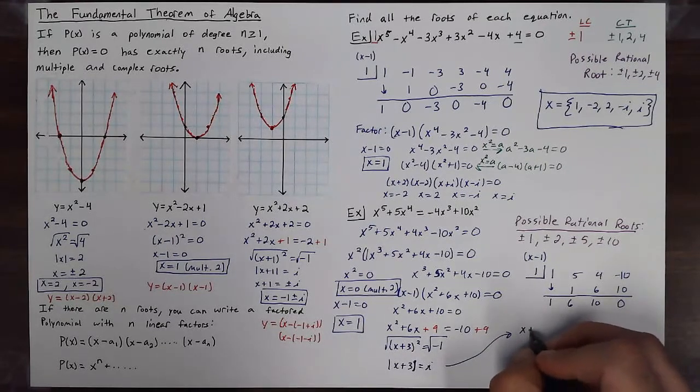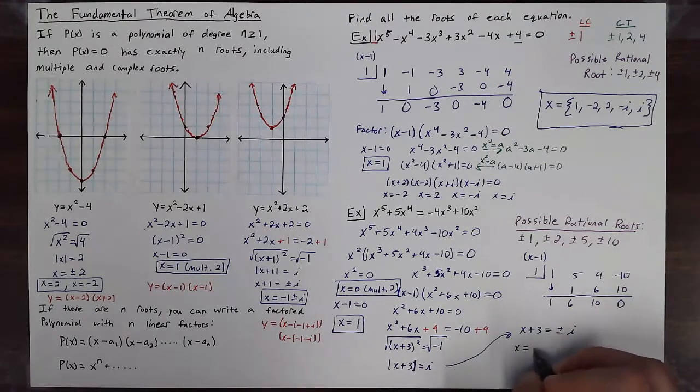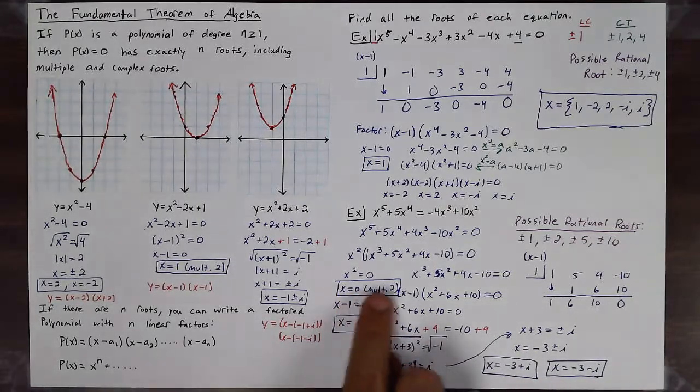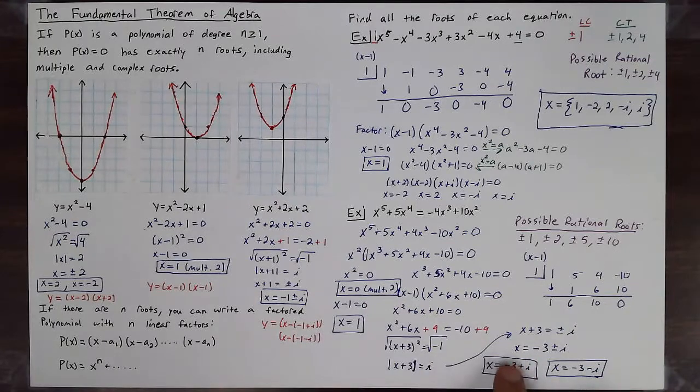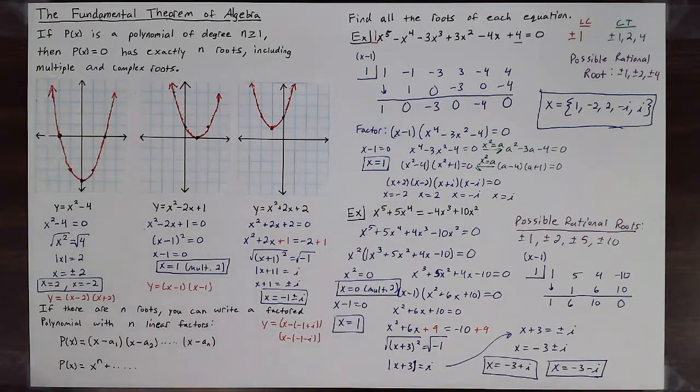So it gives me x plus 3 is equal to plus or minus i when I get rid of the absolute value. And I'll subtract 3 to get negative 3 plus or minus i. So my last two roots are negative 3 plus i and negative 3 minus i. So if you were to try just to look at a graph, you would have only seen 2 zeros, but one of them would have been a multiple 0, which counts for 2. And the other 2 would have been a complex conjugate pair of solutions, which counts for another 2. So there are 1, 2, 3, 4, 5 roots to this polynomial equation. And that is the fundamental theorem of algebra.